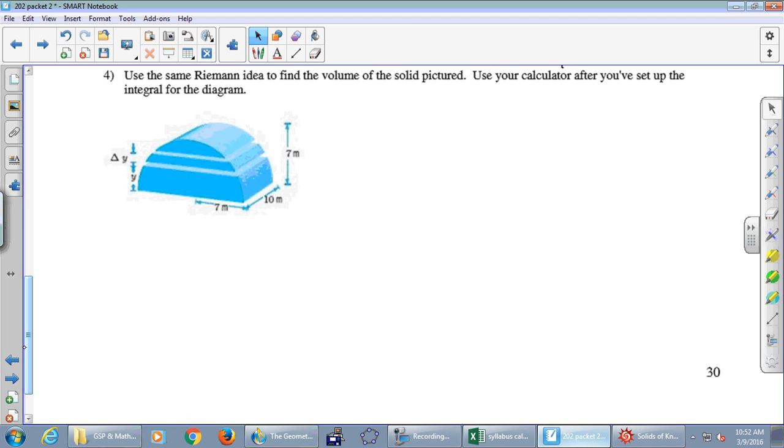Let's go down to number 4 and do something in 3D. We're going to use the same Riemann idea to find the volume of this solid. We're going to use the calculator after we've set up the integral. Again, this is easier without calculus than with.